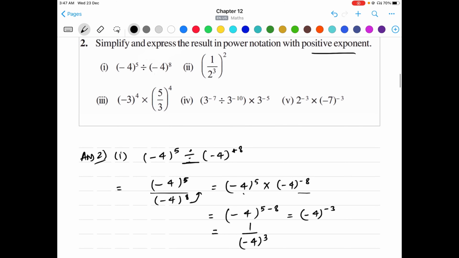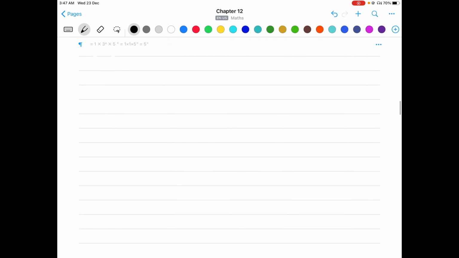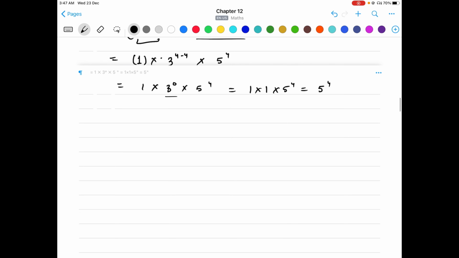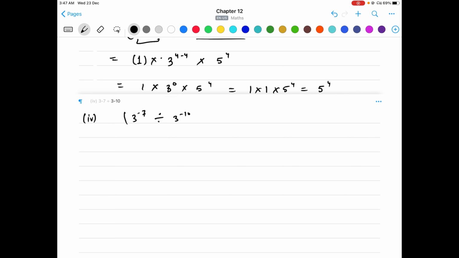Next one is 3 power minus 7 divided by 3 power minus 10 into 3 power minus 5. Let's start, this is part 4. In this we have 3 power minus 7 divided by 3 power minus 10 and whole multiplied by 3 power minus 5. Let's solve this one now.